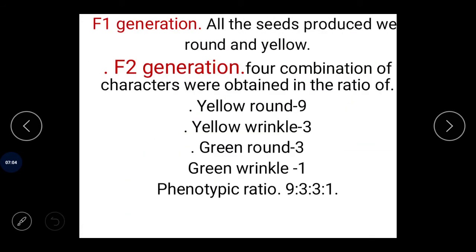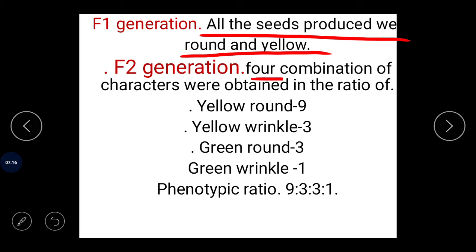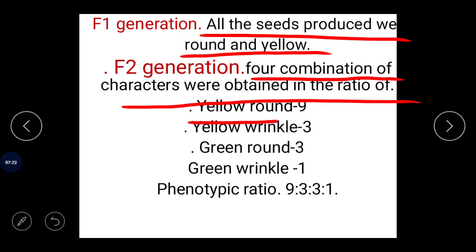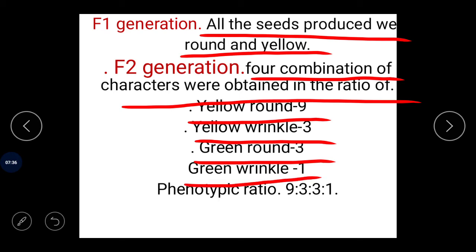In F1 generation, all the seeds produced were round and yellow. Okay, the plants obtained were round and yellow. In F2 generation, 4 types of combination were obtained. He obtained plants with yellow and round, plants with yellow color and wrinkle shape, plants with green color and round shape, and plants with green color and wrinkle shape.